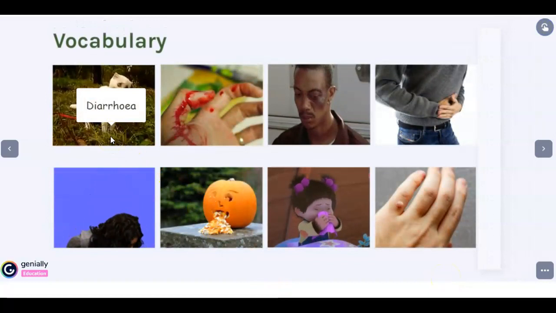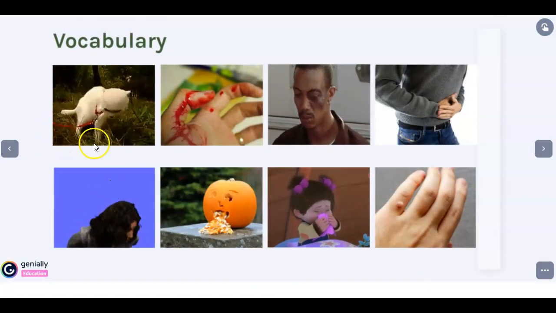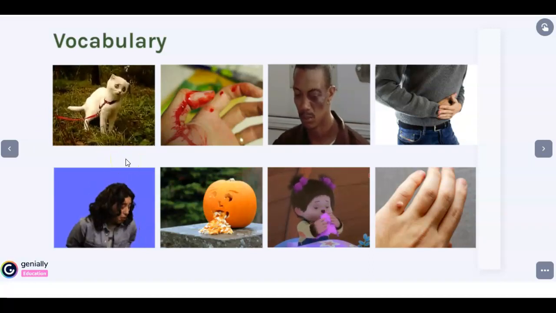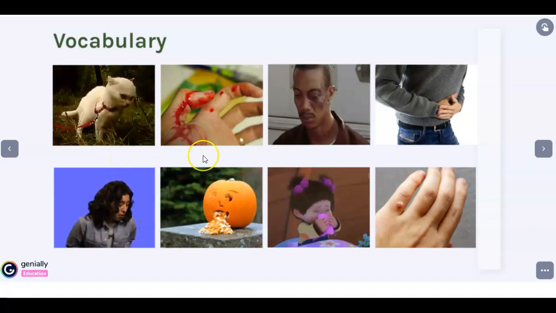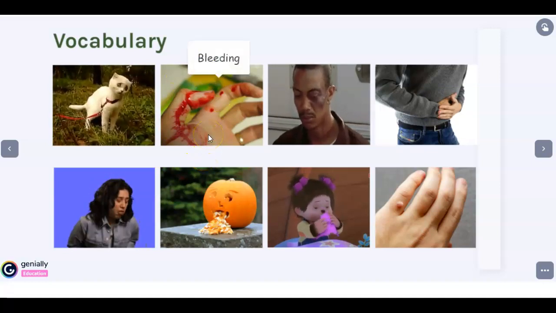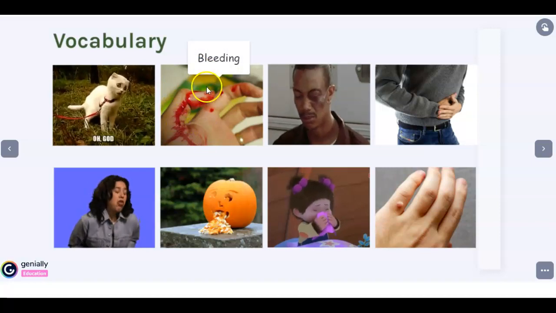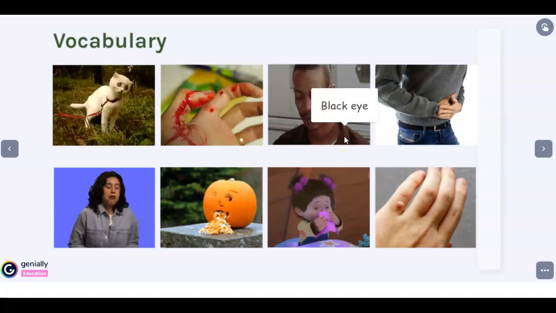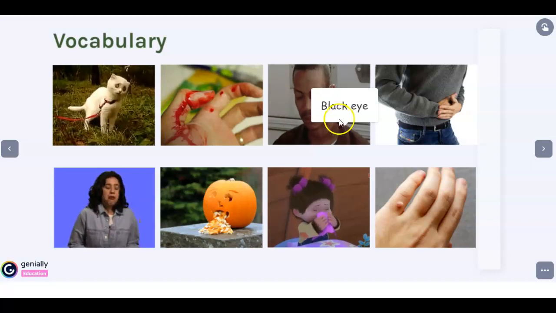Oh, poor cat. He has diarrhea. That is why he's having this poor face. And check, he's saying, "Oh God, poor kitty." Then this hand is bleeding. It is full of blood. Okay. Now this guy, he has just fought, and he has a black eye.